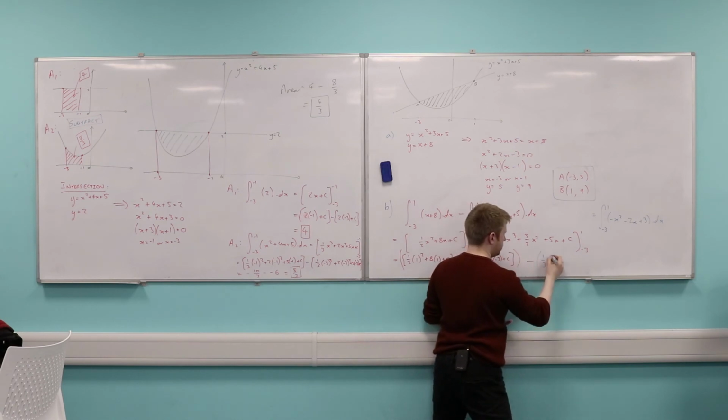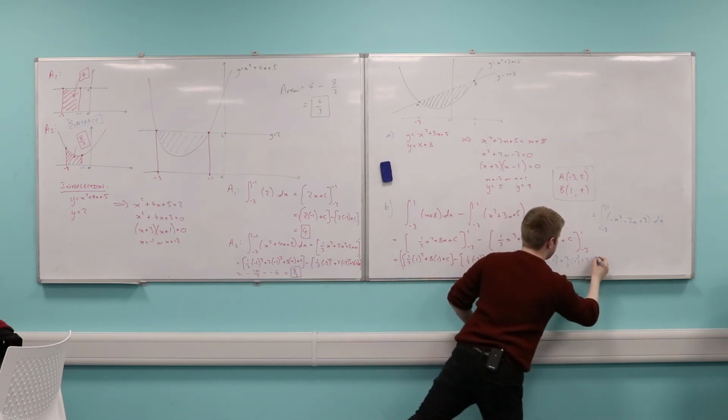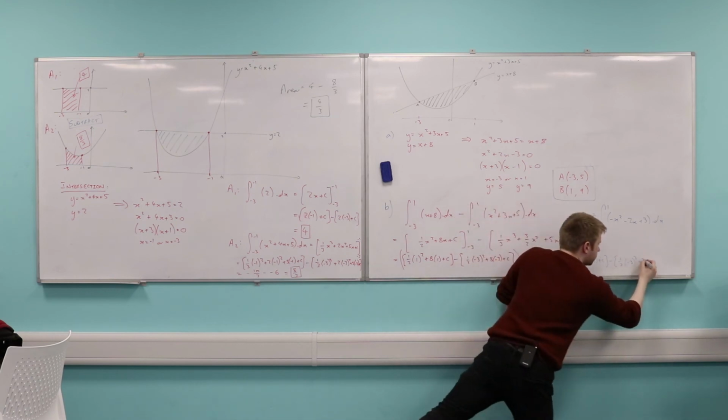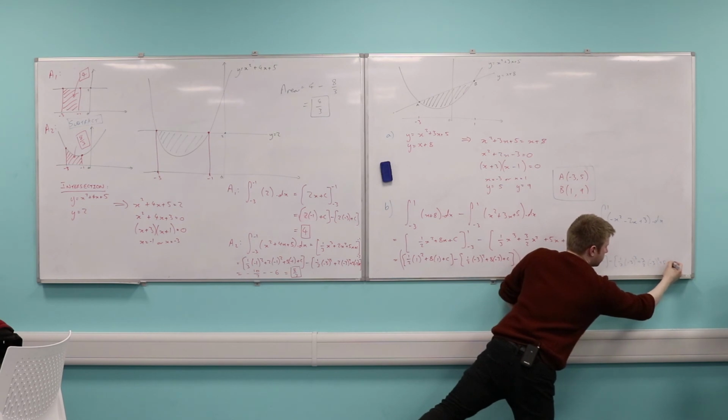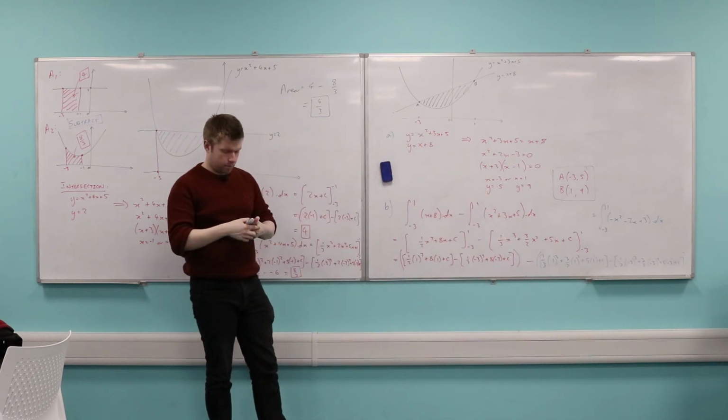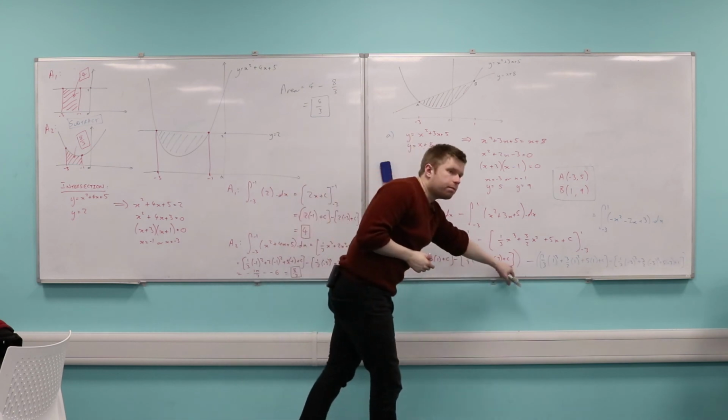So it's going to be a third times 1 cubed plus 3 over 2 times 1 squared plus 5 times 1 plus c. Take away a third times negative 3 cubed plus 3 over 2 times negative 3 squared plus 5 times negative 3 plus c. It's a big equation, but the only reason why is because I didn't do it that way. The first one is 28. The whole thing. Okay, 28.